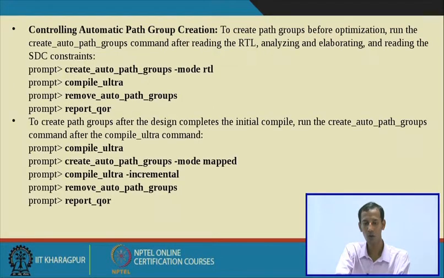Then controlling the automatic path group creation. To create the path group before optimization, run the set_auto_path_group command after reading the RTL, analyzing and elaborating, and reading the SDC constraint file.